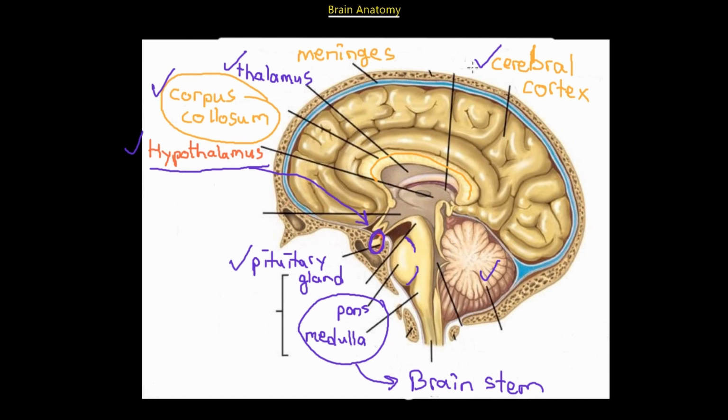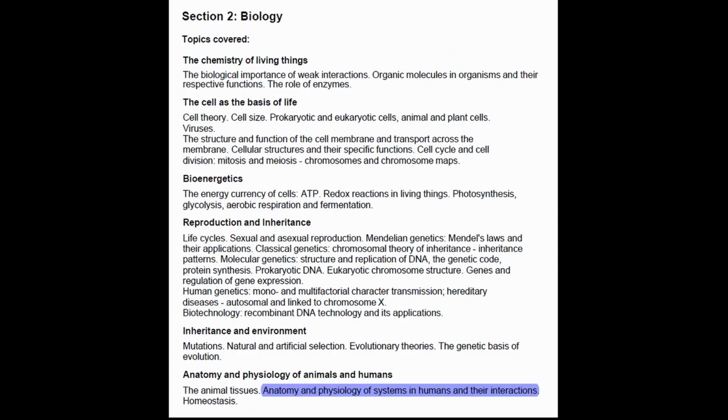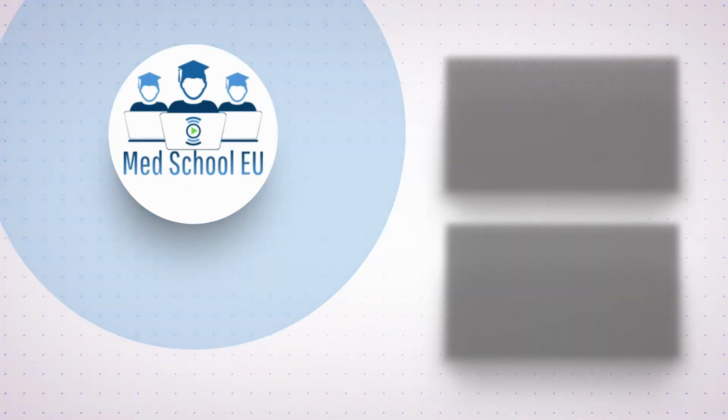And we're going to dive deeper into the functions of the hypothalamus and the pituitary gland further in the course. So this concludes our first lecture on this lengthy topic of anatomy and physiology of systems in humans. And in the next video, we are going to talk about our second part, which is going to entail the circulatory system.